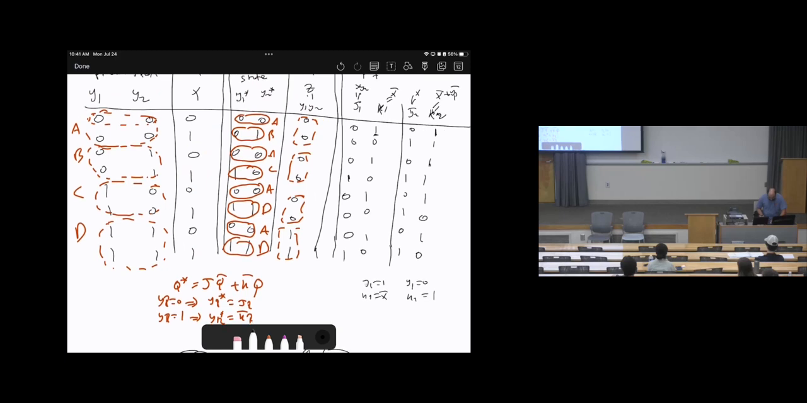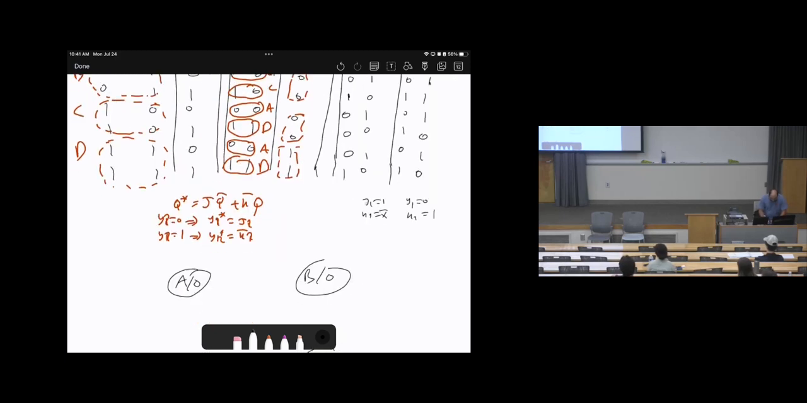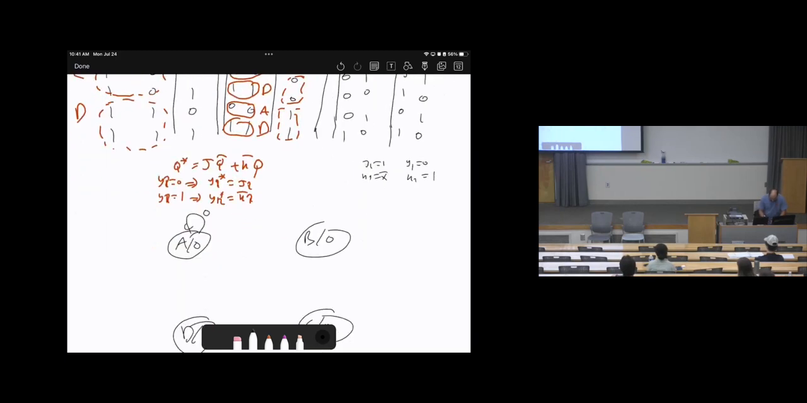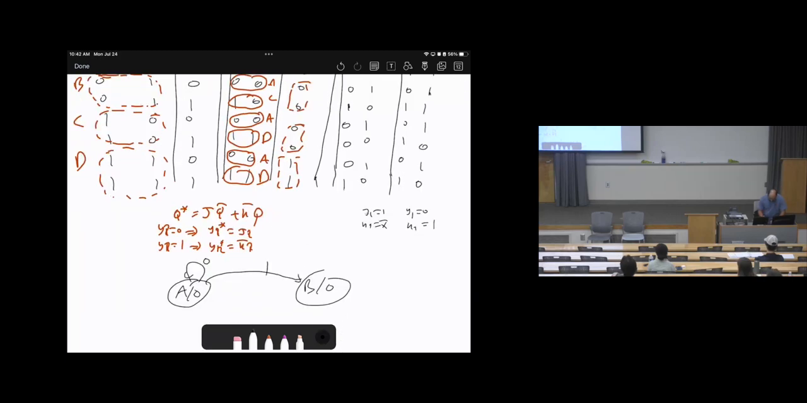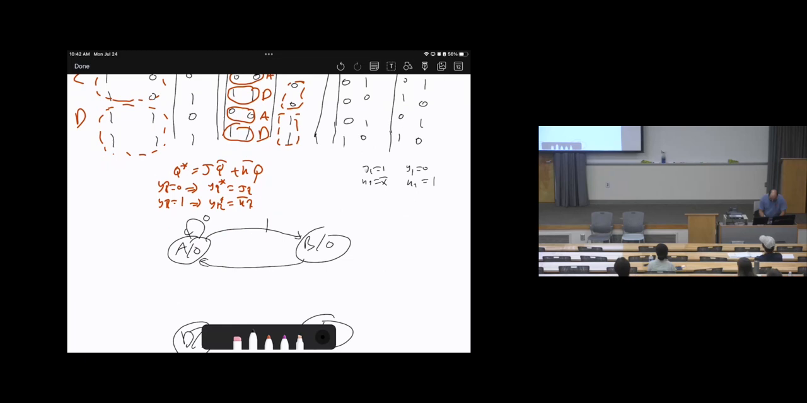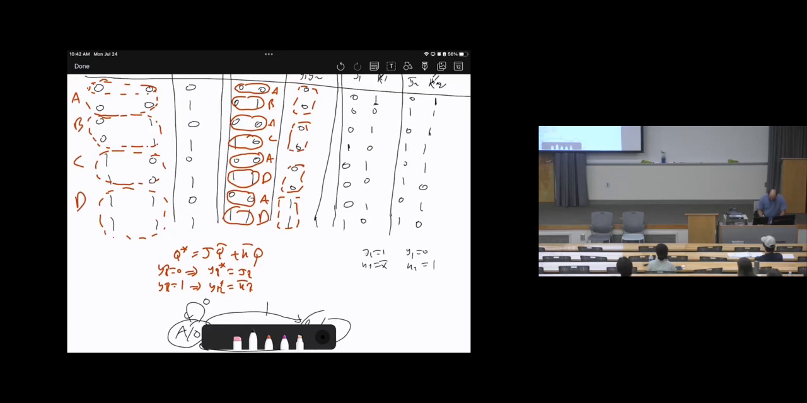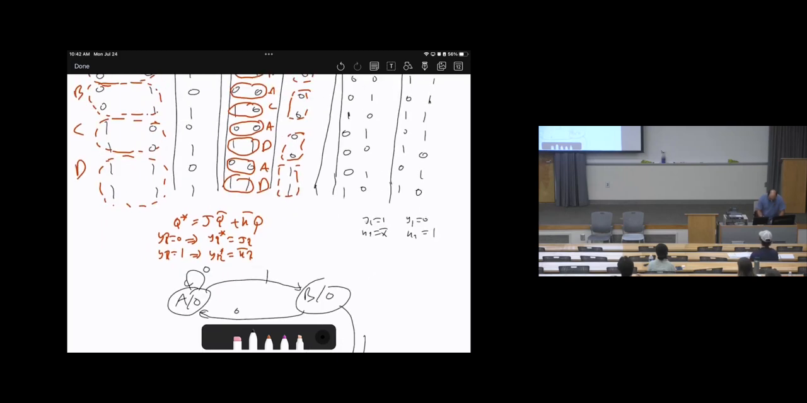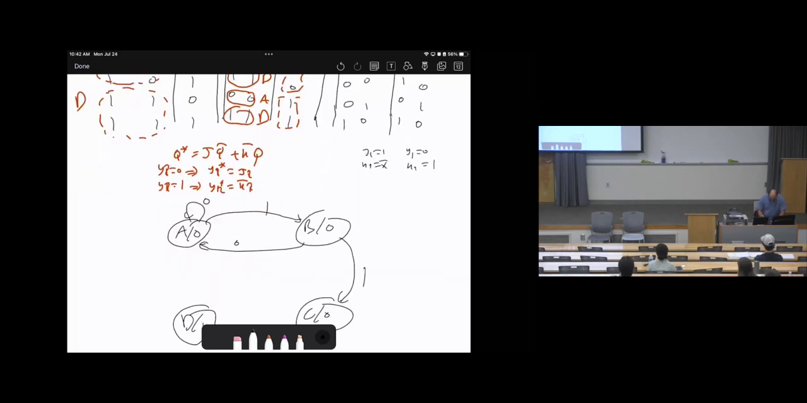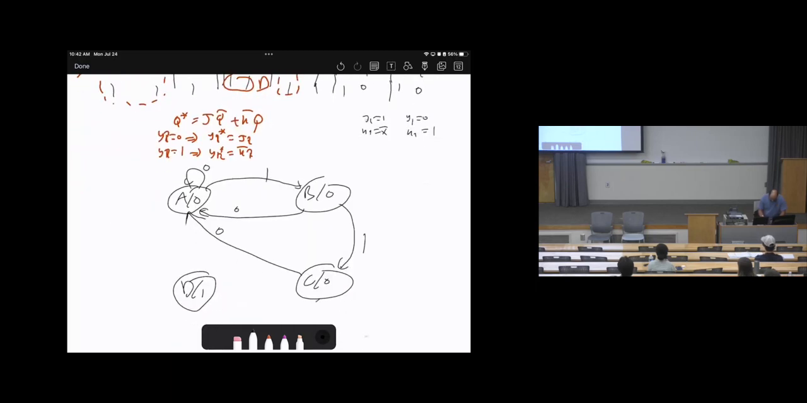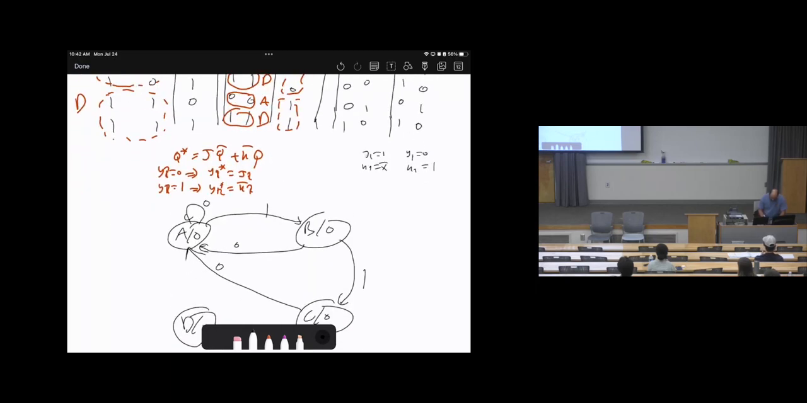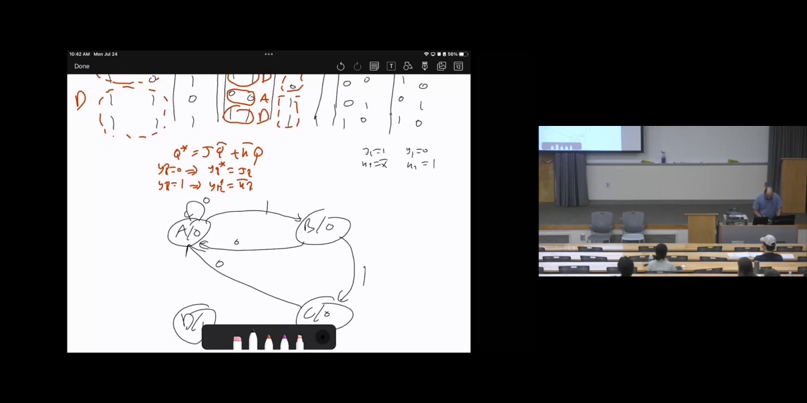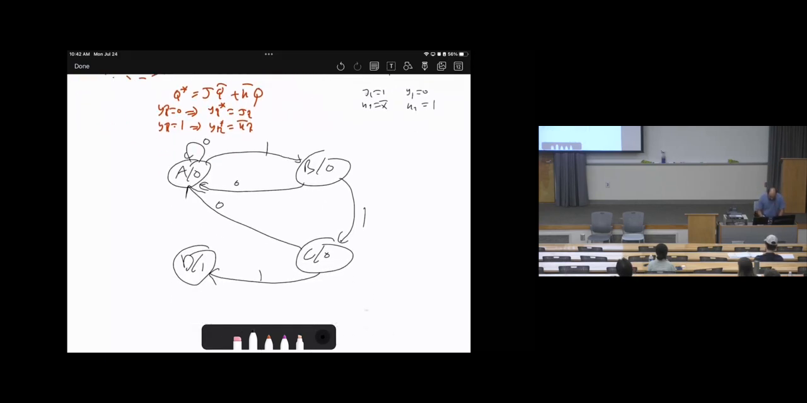Let's look at state A. If the input is 0, it will remain at A. If the input is 1, it will go to B. Now with state B, if the input is 0, it will go to A. If the input is 1, it will go to C. Now with state C, if the input is 0, it will go back to A. If it is 1, it will go to D. Now with D, if the input is 0, it will go to A.